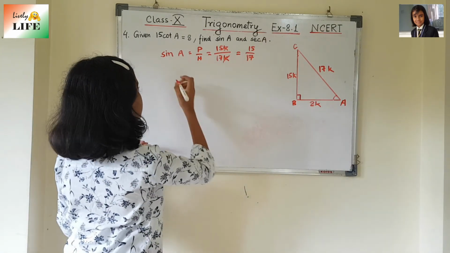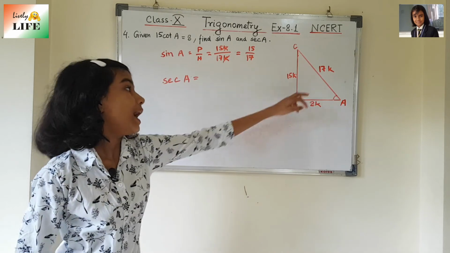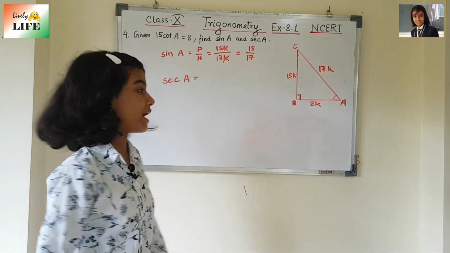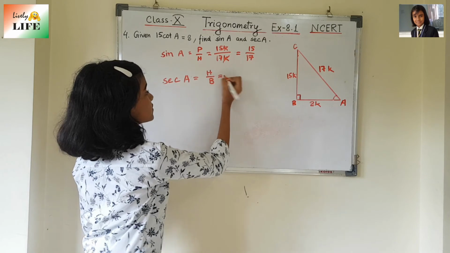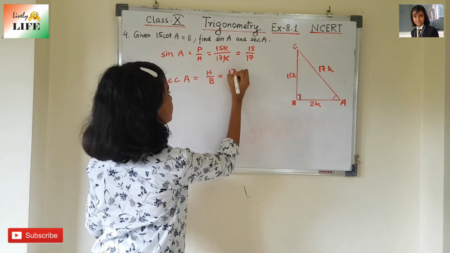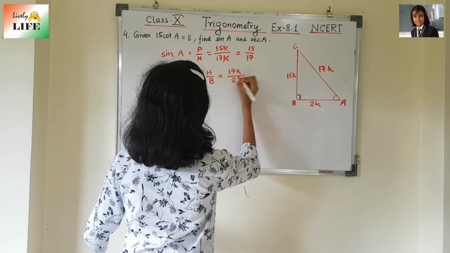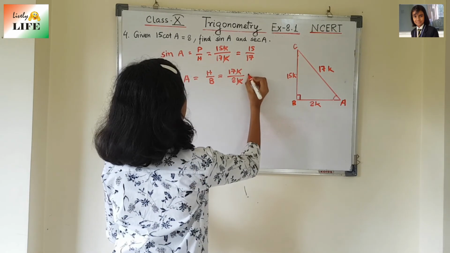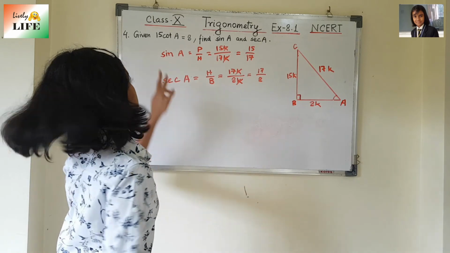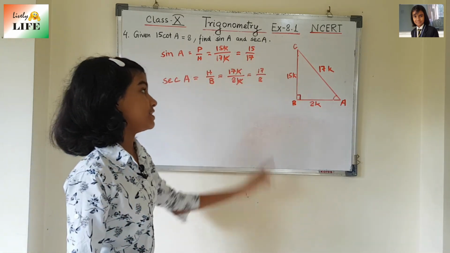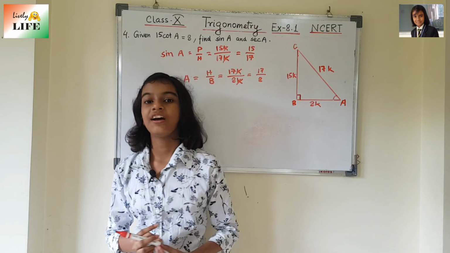Now, let's solve this sec A. What is sec A? Sec A is hypotenuse by base, right? Hypotenuse by base, H by B. What is hypotenuse? Hypotenuse is 17K. By what is base? Base is 8K. K will be cut. This is the answer. 17 by 8. Sine A is 15 by 17 and sec A is 17 by 8. So we have completed the question number 4. In the next video, we are going to start from question number 5.